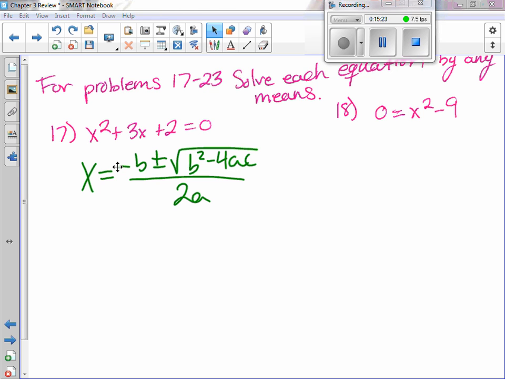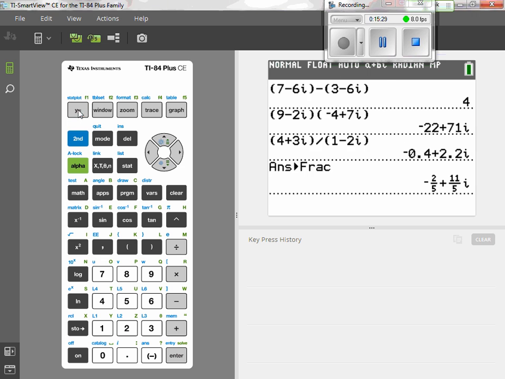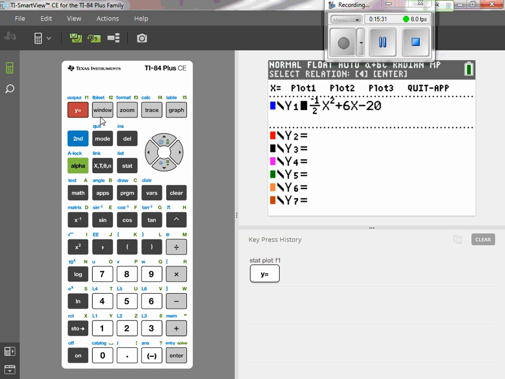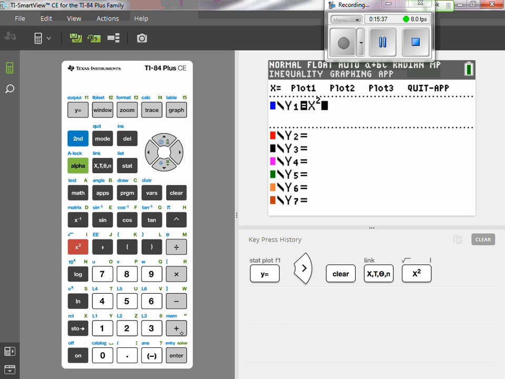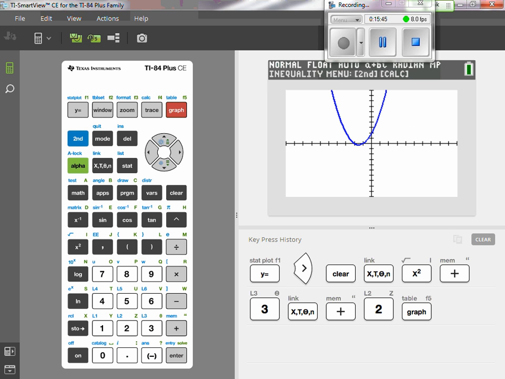Now, one way that we could do it is, as it finishes loading, x squared plus 3x plus 2. We could graph it. So x squared plus 3x plus 2. Graph. So where does it cross the x-axis? Well, we can see it crosses at 2 points, yes? Real close in the negatives.